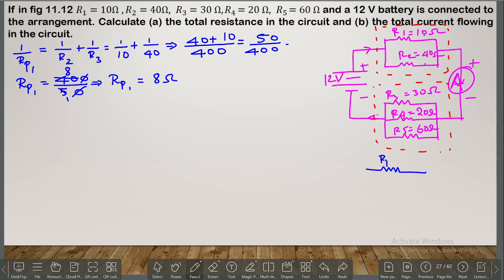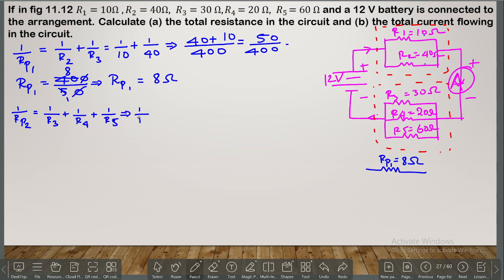Clear? These two resistors have been simplified and we got a single resistor. Let's call it Rp1. What is the value of Rp1? We calculated 8 ohm. Now come to the second network. Look at all three resistors R3, R4 and R5. What type of combination is it? It's parallel again. So I can write the parallel formula: 1 by Rp2 is equal to 1 by R3 plus 1 by R4 plus 1 by R5.